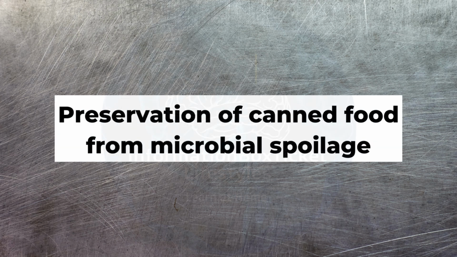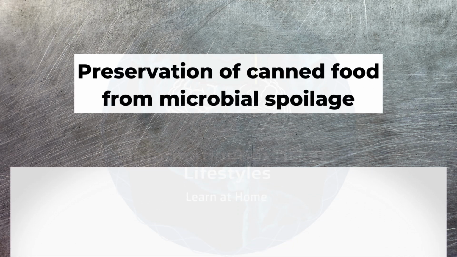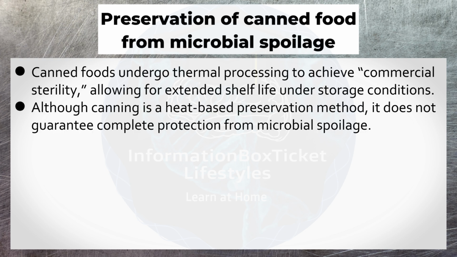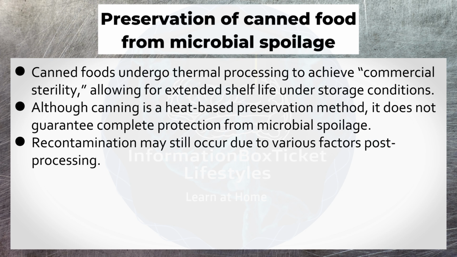Preservation of canned food from microbial spoilage. Canned foods undergo thermal processing to achieve commercial sterility, allowing for extended shelf life under storage conditions. Although canning is a heat-based preservation method, it does not guarantee complete protection from microbial spoilage. Recontamination may still occur due to various factors post-processing.